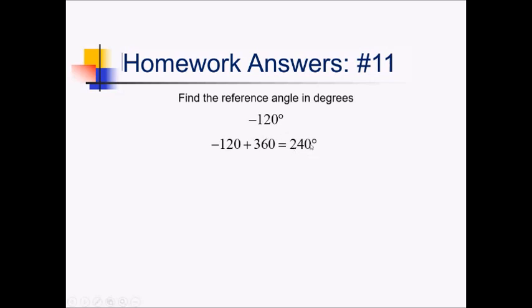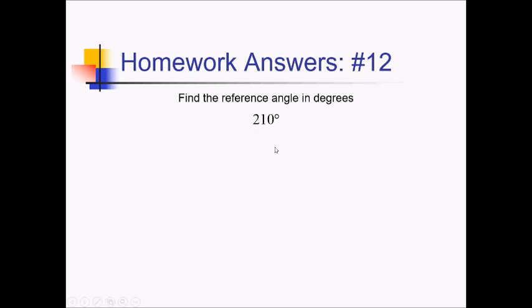Now to get the reference angle, I'm asking how far is 240 from the closest x-axis angle. The closest angle on the x-axis is 180. So to find the distance between this and 180, I just have to do 240 minus 180, which gives me 60 degrees.